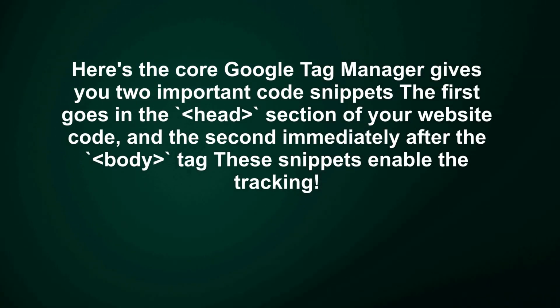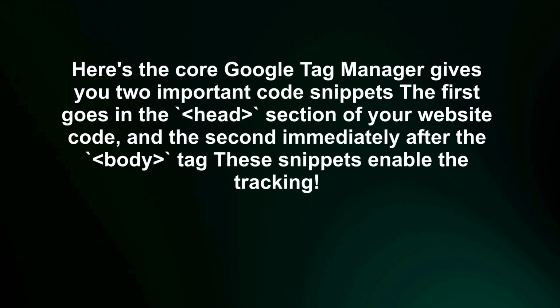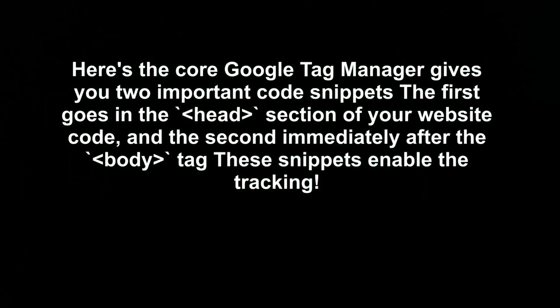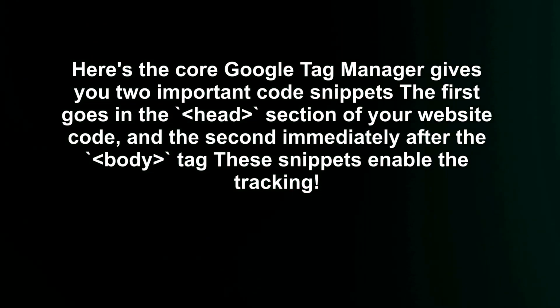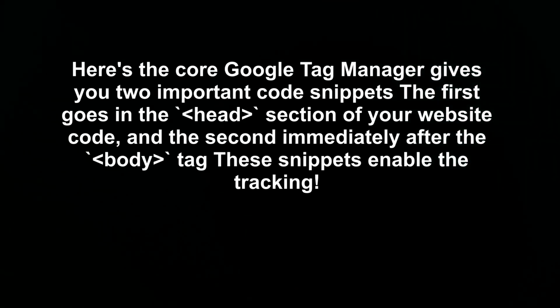Here's the core. Google Tag Manager gives you two important code snippets. The first goes in the head section of your website code, and the second immediately after the body tag. These snippets enable the tracking.